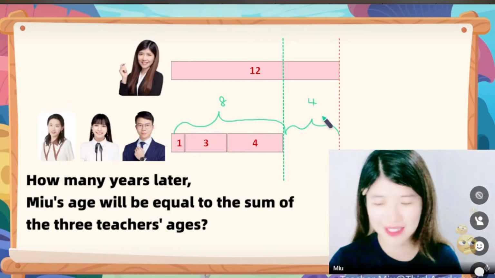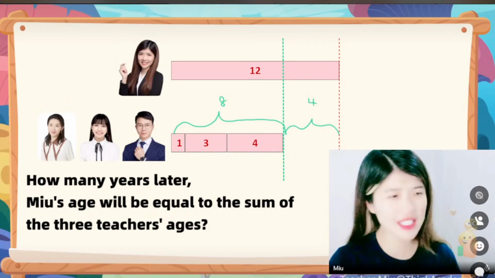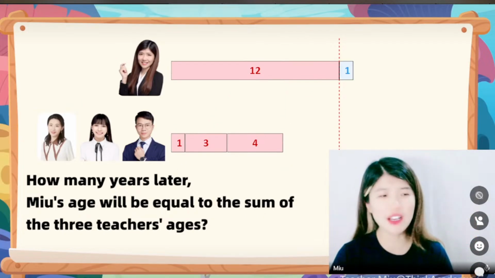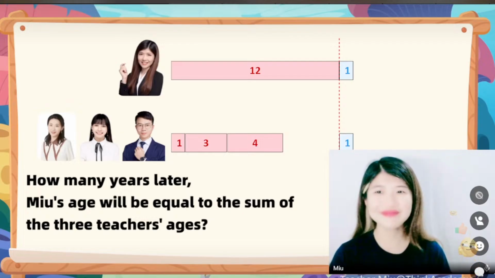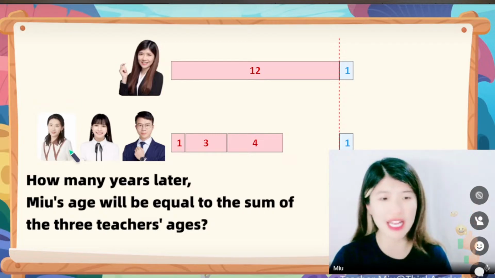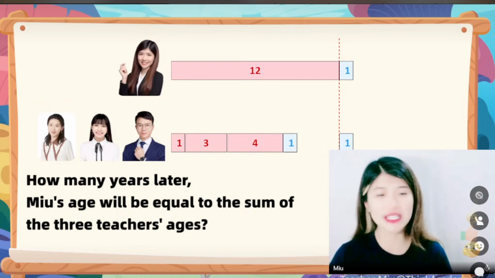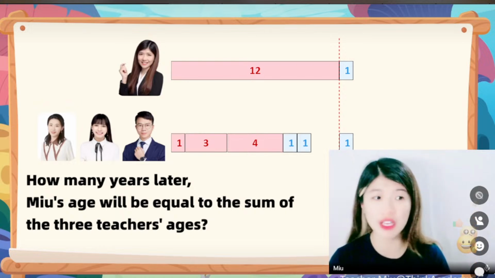I got some correct answers at 2. Why is it 2? Why is it 4? Okay, let me show you guys. All right, then again, right? Again, 1 year for Miu, 1 year for Jimson. What about Charlene and Apple? Will they stay the same? No, right? There will definitely be 1 more year for Apple, 1 more year for Charlene, right?